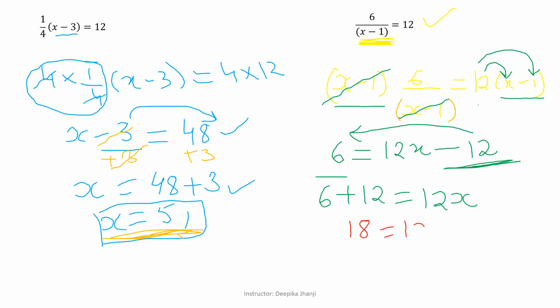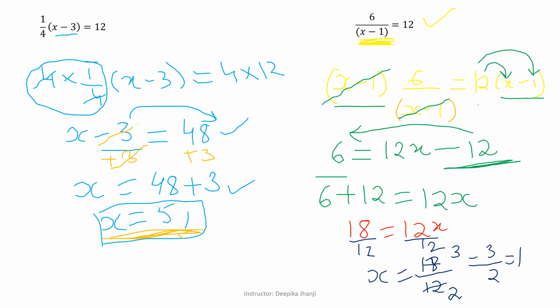equals 12x. Right? Now the next target is to get rid of 12. So we'll divide both sides by 12. We get x is equal to 18 upon 12. And when you reduce this fraction to the lowest terms, you get 6 times 3 is 18, 6 times 2 is 12, which is 3 upon 2. And in mixed fraction, you get 1 and 1 upon 2.